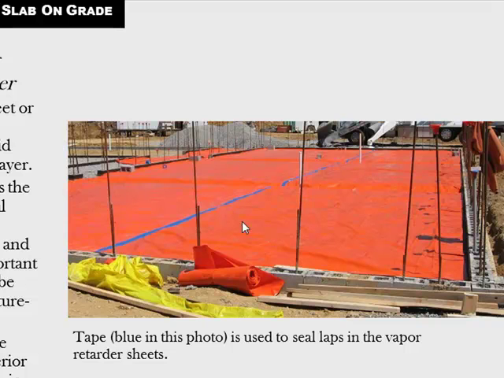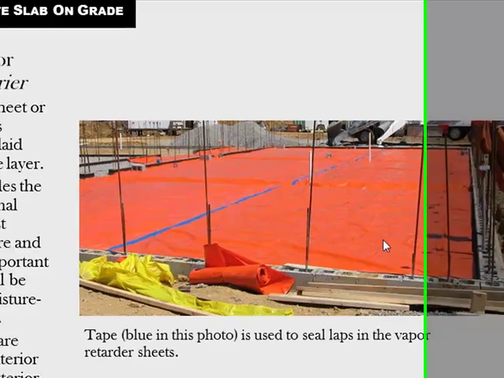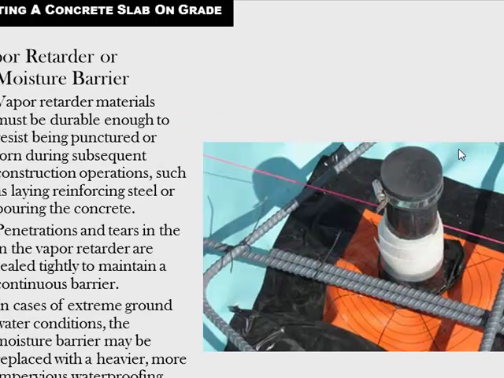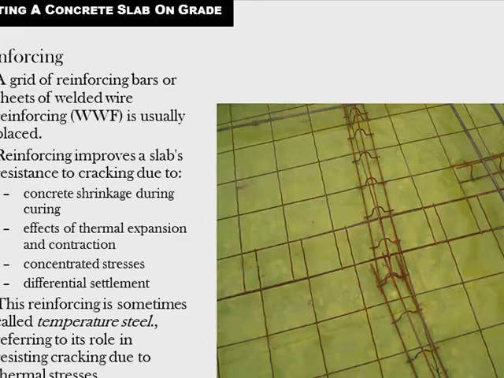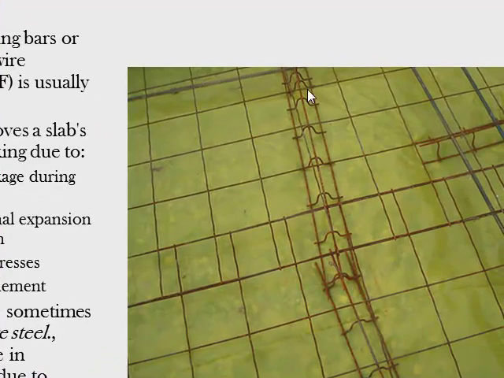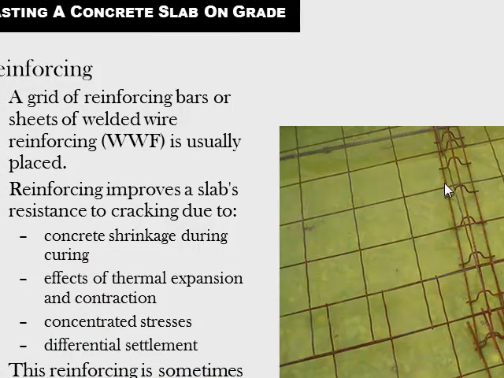This is a picture. They've already got the moisture barrier down, and they're about to lay their rebar on top of that. Here's a picture of the rebar up close. You'll be drawing rebar in your detail. There's another picture of a welded wire fabric sitting on chairs. These are sometimes called chairs. That holds it up into the middle of the slab so that it's not falling to the bottom.